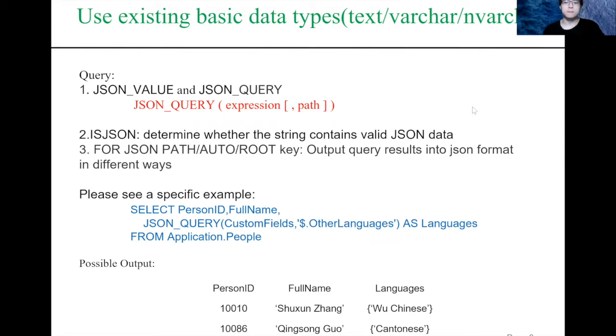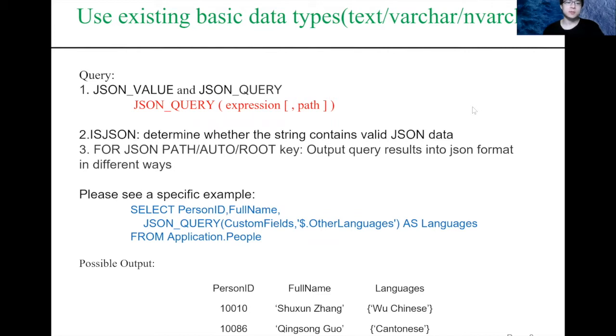And for JSON, FOR JSON can output query results into JSON format in different ways. Please see a specific example. Suppose many people are applying for vaccination in Finland. The hospital needs to know which languages are used by those who speak foreign languages in order to provide appropriate services. A possible query and corresponding output is shown on the page.